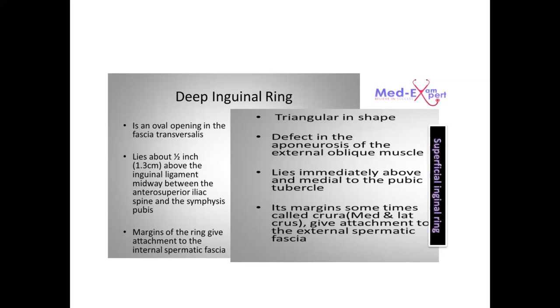In males, the superficial inguinal ring is triangular in shape. It is a defect in the aponeurosis of the external oblique muscle, and lies immediately above and medial to the pubic tubercle. Its margins, sometimes called crura, give attachment to what's called the external spermatic fascia, again in males.